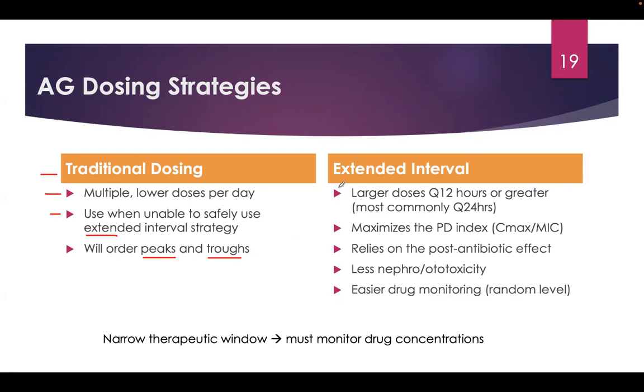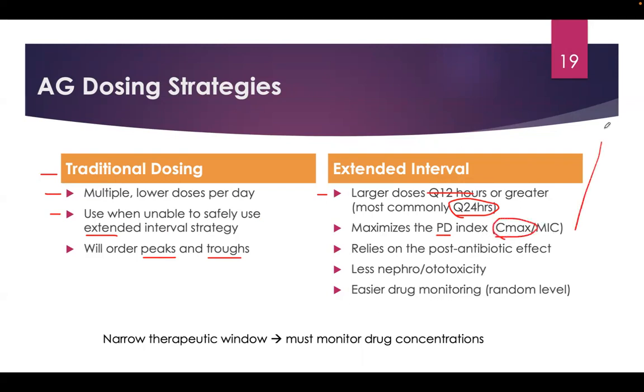With the extended interval, it's usually larger doses, somewhere around the 7 to 8. Depends. If it's cystic fibrosis, we'll go as high as 12 to 14 milligrams per kilogram. But in general, it's a 7 milligram per kilogram dose for the tobramycin. And it's usually every 24 hours, not every 12. You'd have to have some really, really good kidney function to go every 12. But we're maximizing those pharmacodynamic principles, knowing that it's a concentration-dependent killer.